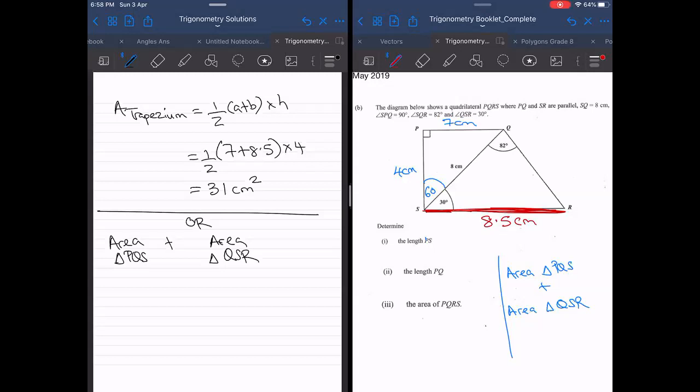Okay, so what if we wanted to do two triangles instead? For the area of triangle PQS, that's a right angle triangle. So the area is a half base times height. So you could do a half, 7 times 4. So this would be 14. Yeah, so you multiply it by a half.